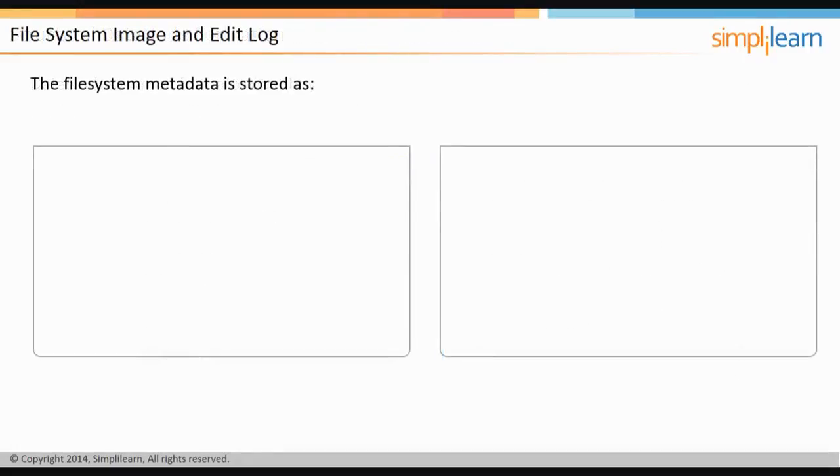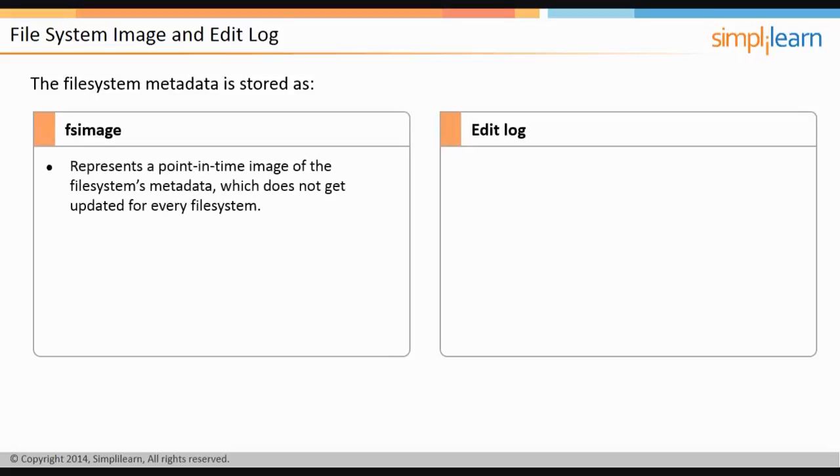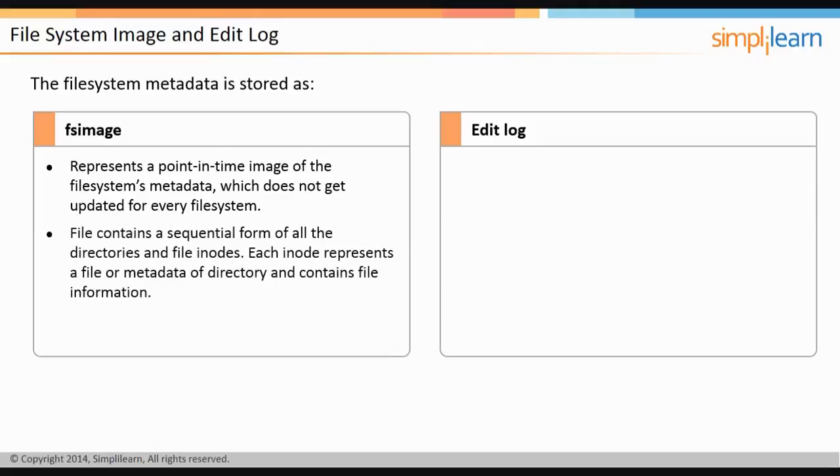The file system metadata is stored in two different parts, the FS image and the edit log. The file system image, that is FS image, represents a point-in-time image of the file system's metadata. But this file does not get updated for every file system write operation because updating consumes more memory and also slows down the system. The FS image file in the file system contains a sequential form of all the directories and file inodes. Each inode represents a file or metadata of directory and contains file information for the directories.